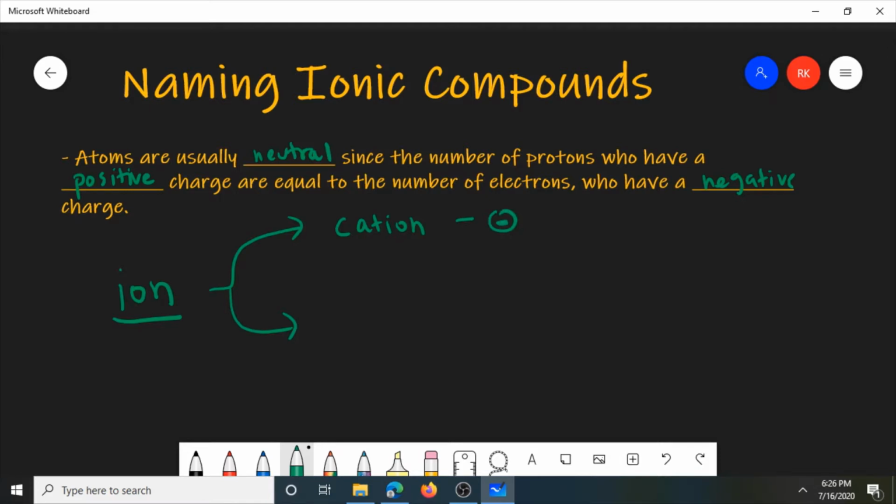When a neutral atom gains one or more electrons, it results in an anion. In the process it gains more electrons. This has fewer protons than electrons, which means that it would have a net negative charge. So they would gain electrons. A cation has a net positive charge, and an anion has a net negative charge.